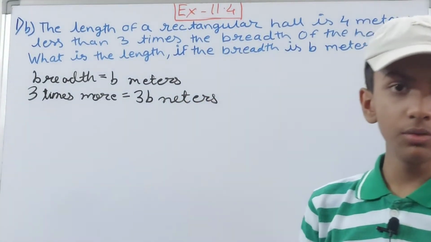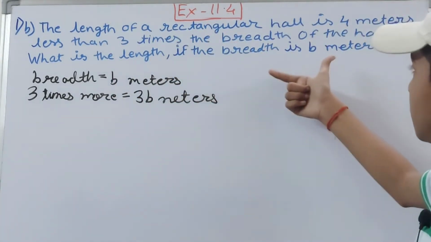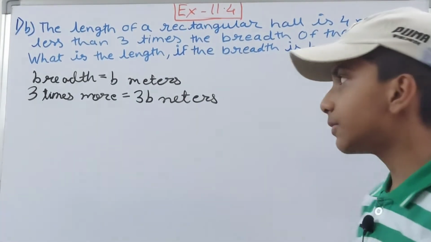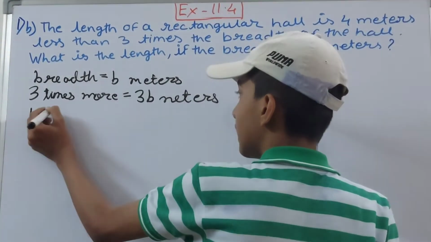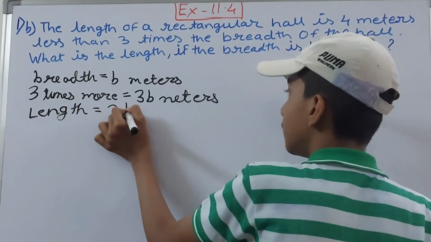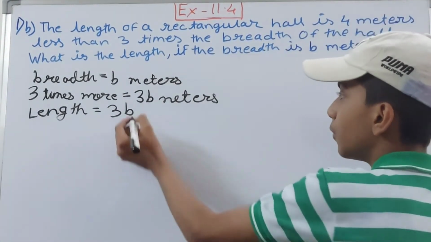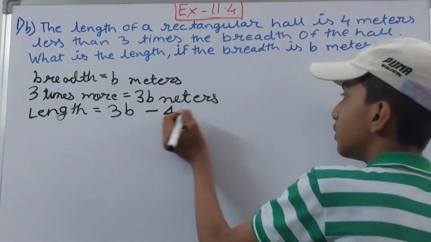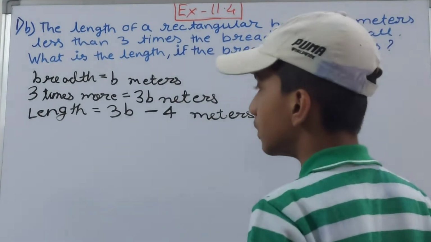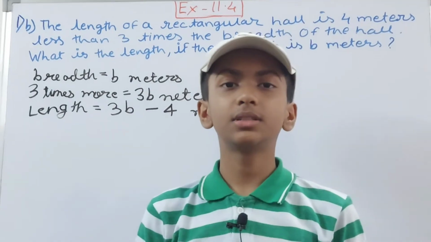Now you have to do one thing here, that is the hall is 4 meters less than 3 times the breadth. 3 times the breadth is 3b meters. So 4 less than that will be, first you can write here the length. Okay, now we will find out the length. So length is equal to 3b, which is 3 times the breadth, and 4 subtracted from that, right? So 3b minus 4 meters will be the length of my rectangular hall. Okay, let us move on to the next part.